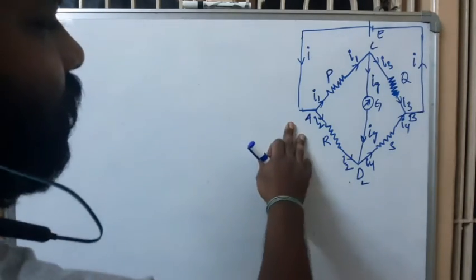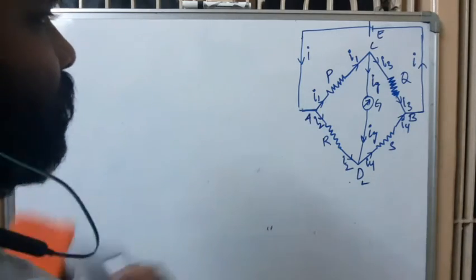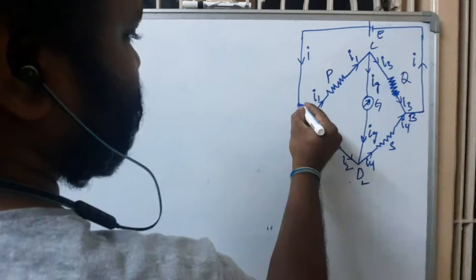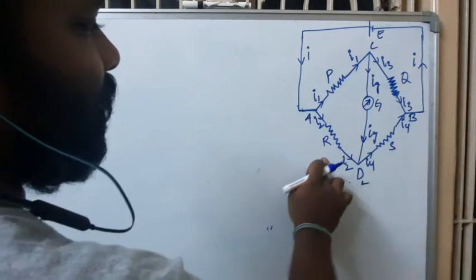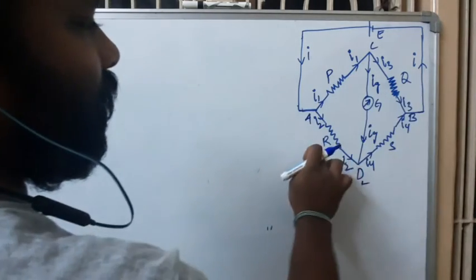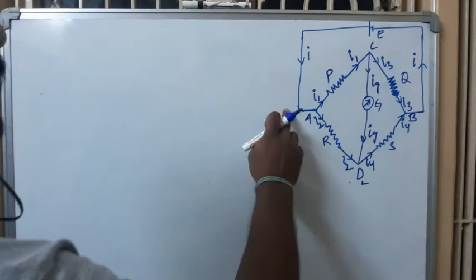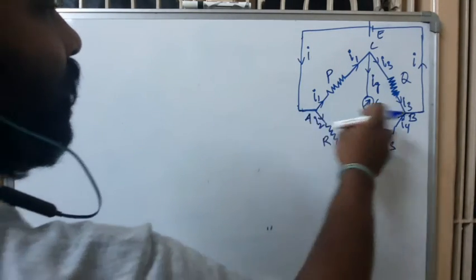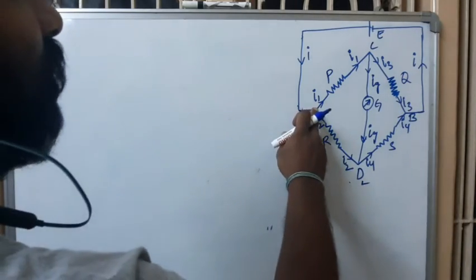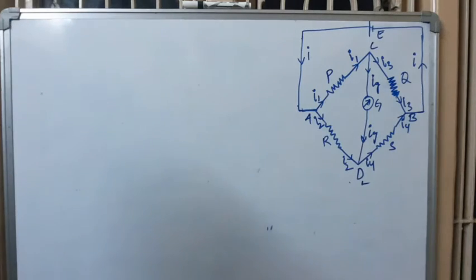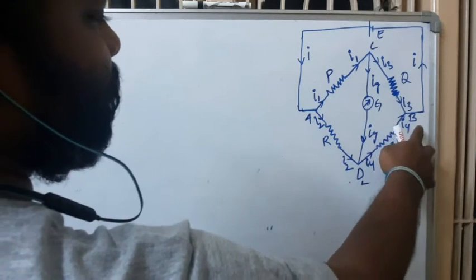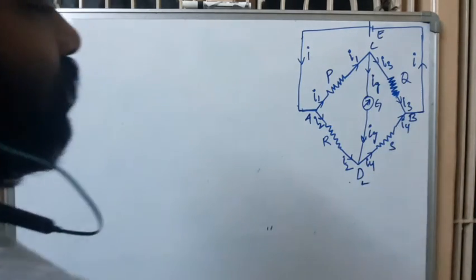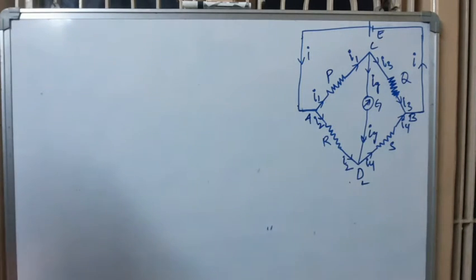Coming to the circuit here, this is the battery or the cell with EMF E, and the current direction is like this. There are 4 resistances connected in the circuit: P, Q, R and S. The current flows through the points A to B. Let us say the current flowing from A to C is I1, A to D is I2, C to B is I3, and D to B is I4. This is the galvanometer, and the current across the galvanometer is Ig.